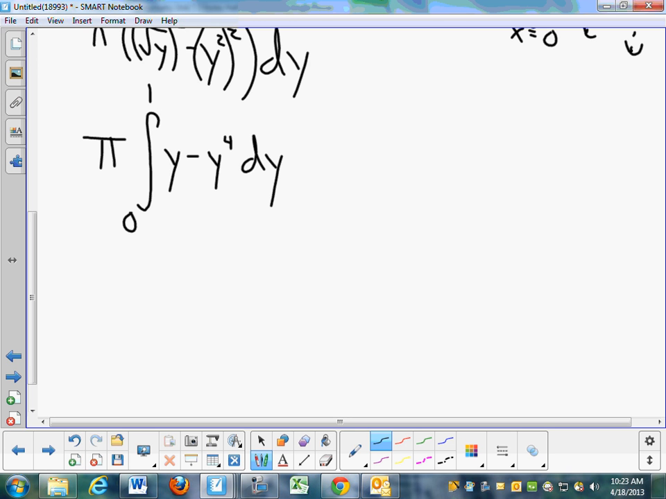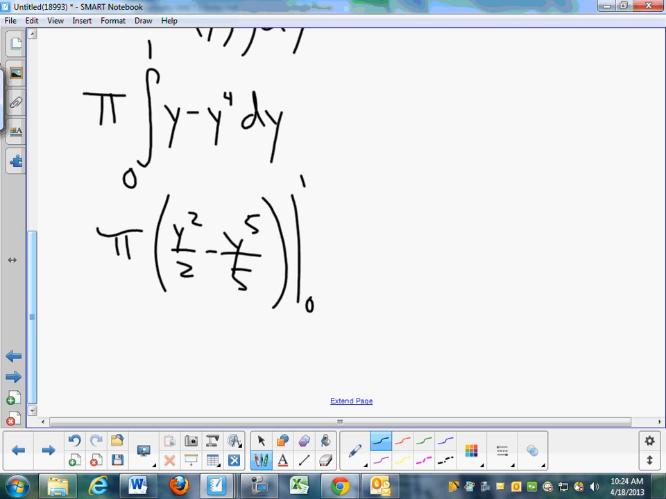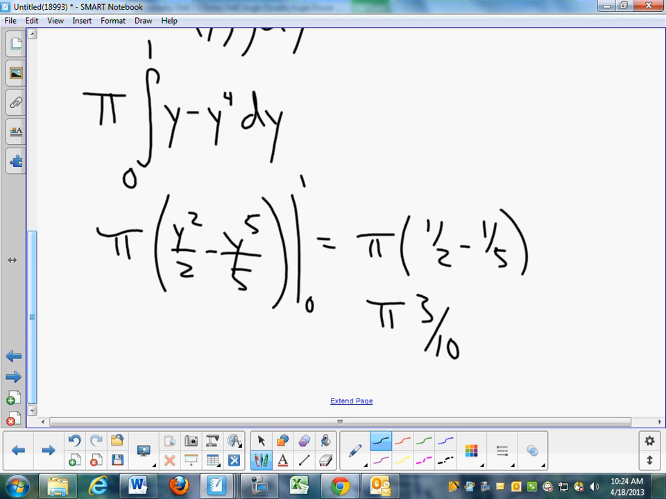Okay, we integrate. We're almost done. We got pi times, what's the antiderivative of y? Y squared over 2 minus y to the 5th over 5, evaluated from 0 to 1. So we've got pi times 1 over 2 minus 1 over 5, so we've got 5/10 minus 2/10, so 3 pi over 10.